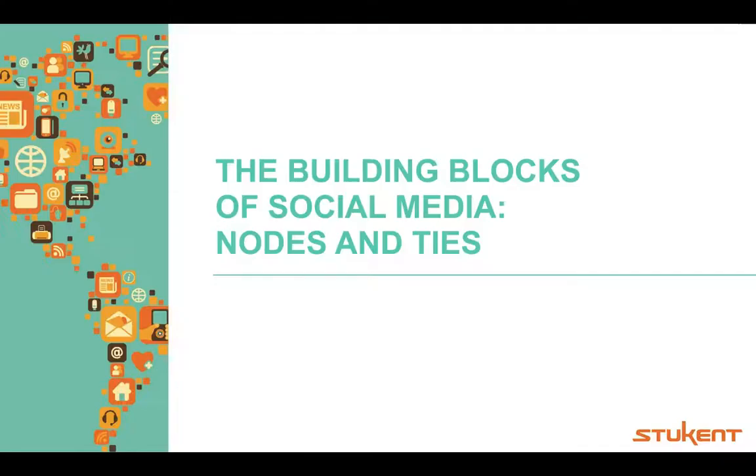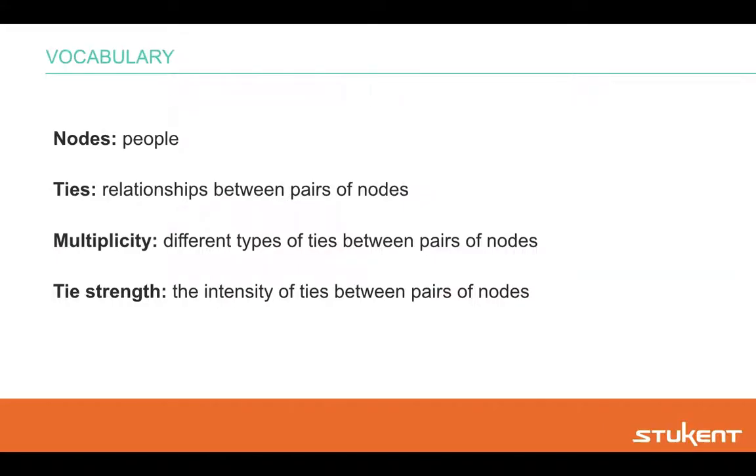Social media is a series of nodes and ties. Nodes are the people on social media, so you and all your friends. Ties are the relationships between a pair of nodes. Multiplicity is the different types of ties between pairs of nodes. And then the tie strength is the intensity of those ties between pairs of nodes.